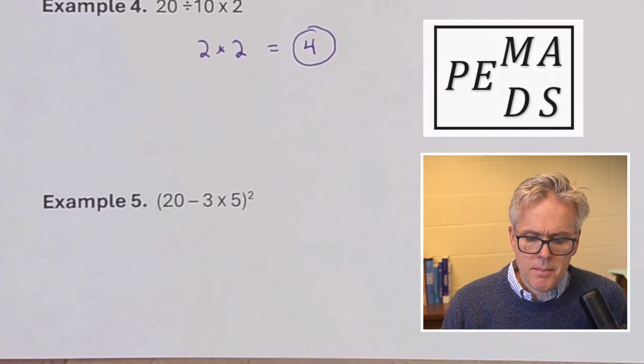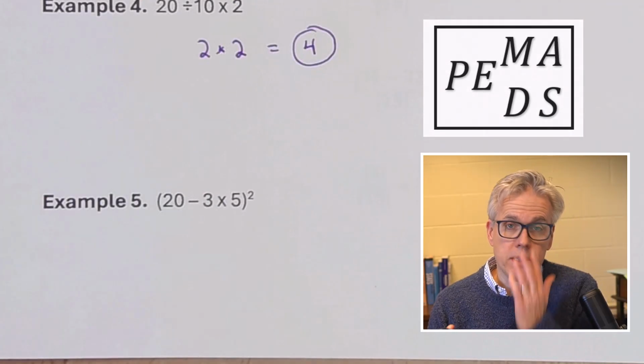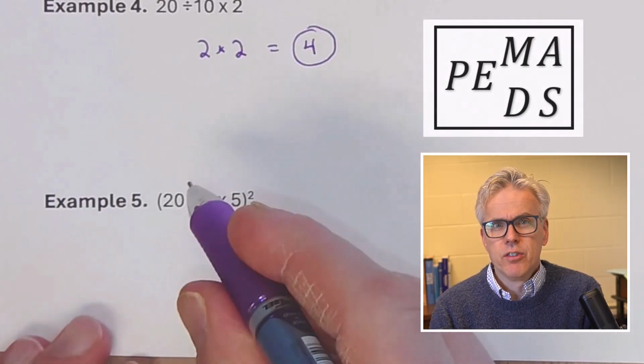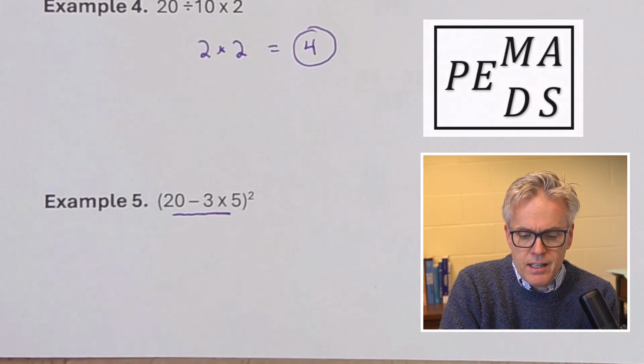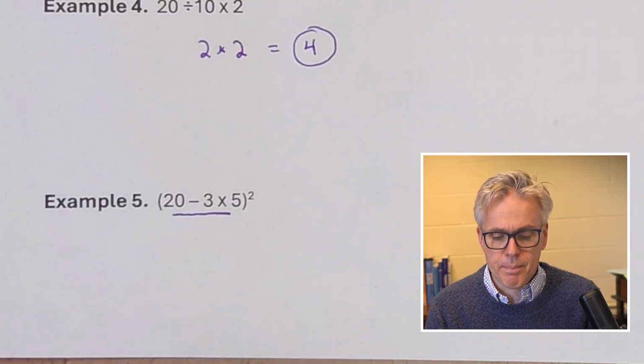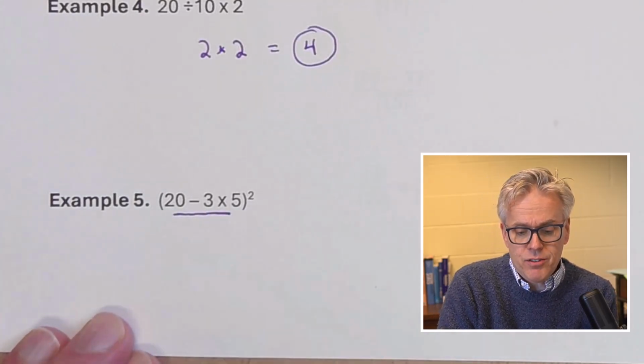We have 20 minus 3 times 5 and quantity squared. So here we do have parentheses, the P in PEMDAS, right? So we're going to start there. And when I mean start there, we look inside here and we do its order of operations. So within this one, I have an order of operations. And what do I have? I have 20 minus 3 times 5.